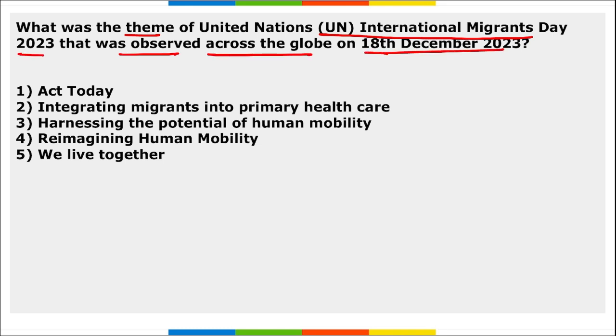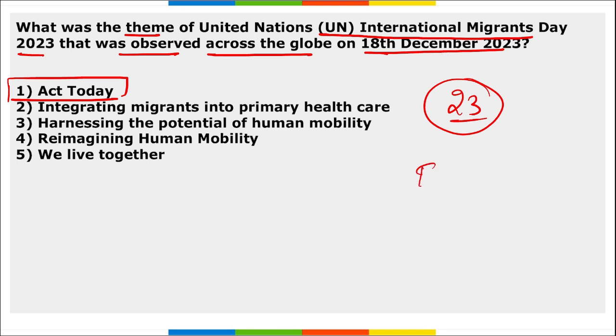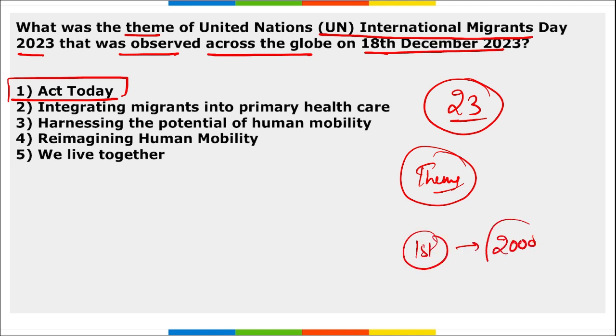Next, what was the theme of UN International Migrants Day that was observed across the globe on 18th of December 2023? The theme being Act Today. On 18th of December 2023, it was the 23rd International Migrants Day that was observed. The theme being Act Today, and for the first time this day was observed in the year 2000, that is 18th of December 2000.